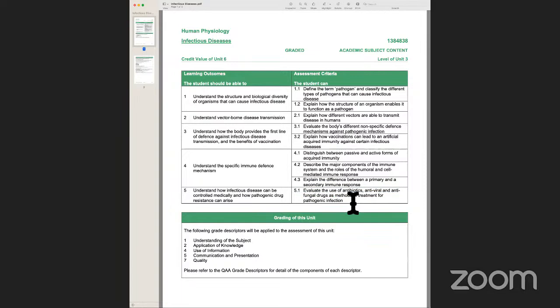We'll also discuss the assessment criteria, which talks about the use of antibiotics, antiviral, and antifungal drugs as a method for treatment against pathogenic infections. Because we've learned that pathogens are of different types. They can be viruses, bacteria, fungi, protozoans, unicellular or multicellular organisms, or macroorganisms, which are organisms that we find on the human skin, and these are all possible candidates for the transmission of infectious diseases from one human to another.